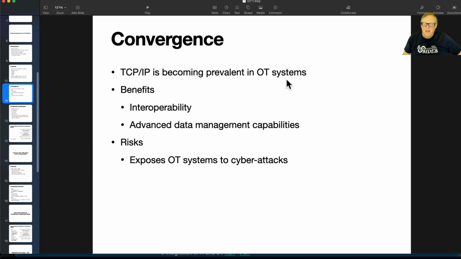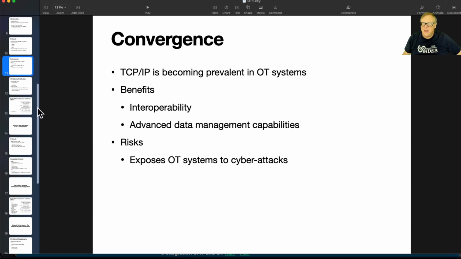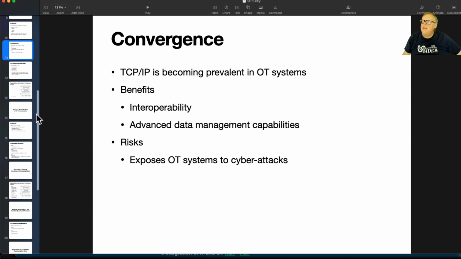But now we have TCP/IP coming in, so you can do advanced data management and control these things over a larger scale, but that means the OT systems are now exposed to cyber attacks, which these protocols were never designed to tolerate.